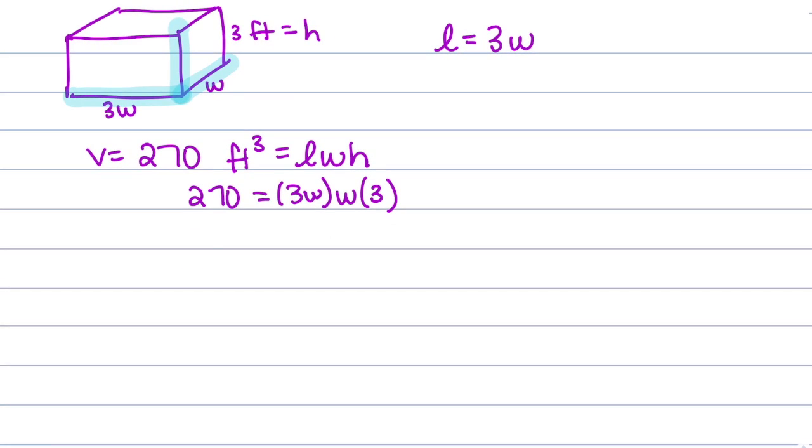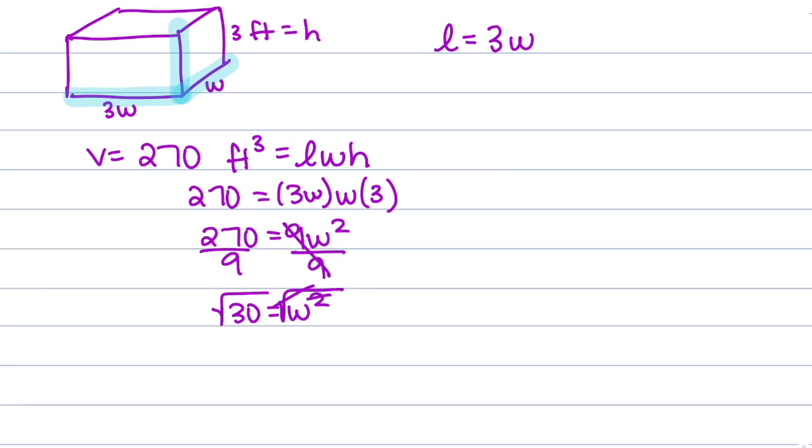And now I can multiply. So 3 times 3 is 9, and w times w is w squared. And then solve. So we get 9, and so we get 30 is w squared. I will get 2 answers. However, can I have a negative length? No. So my width is going to be the square root of 30. So width is square root of 30 feet.